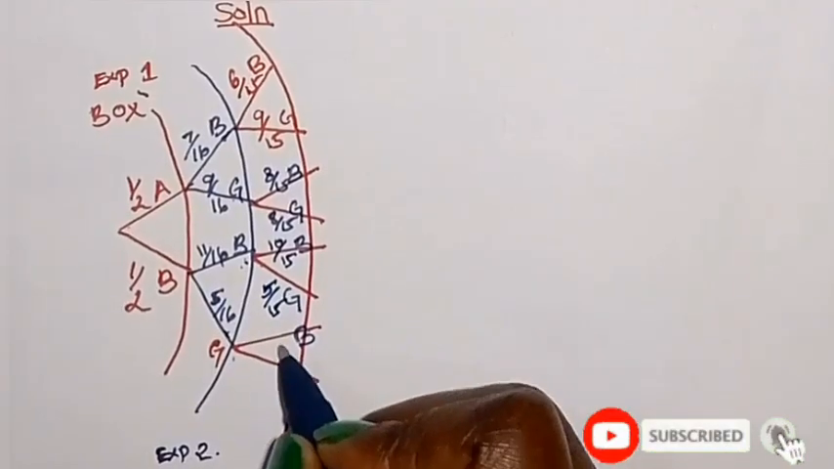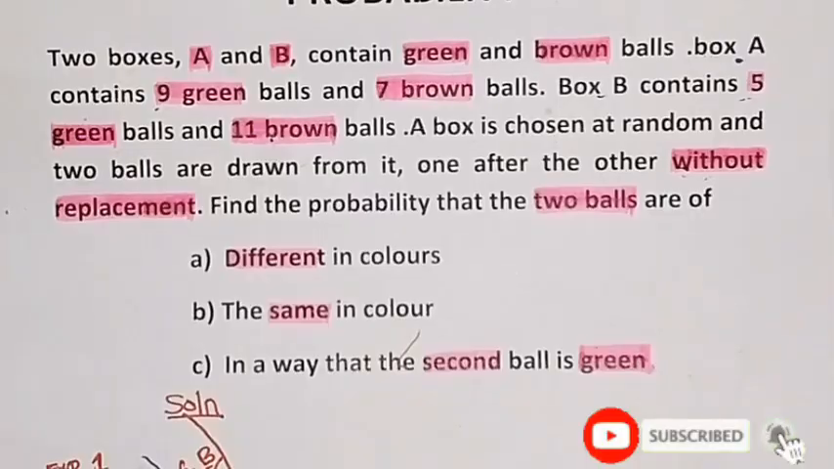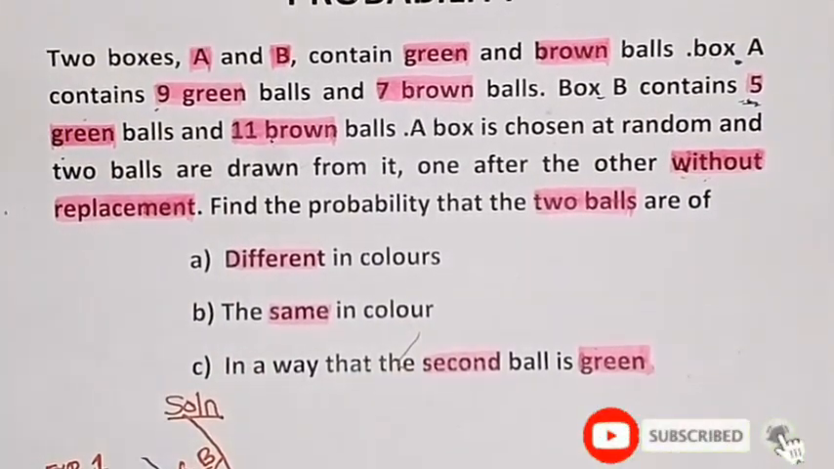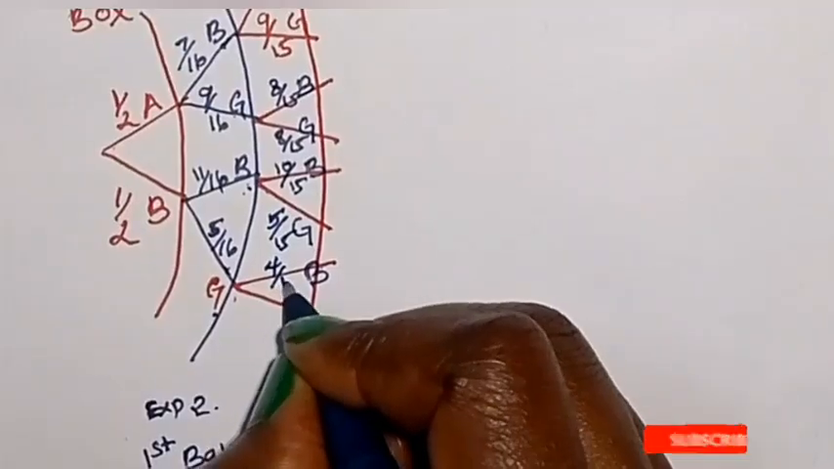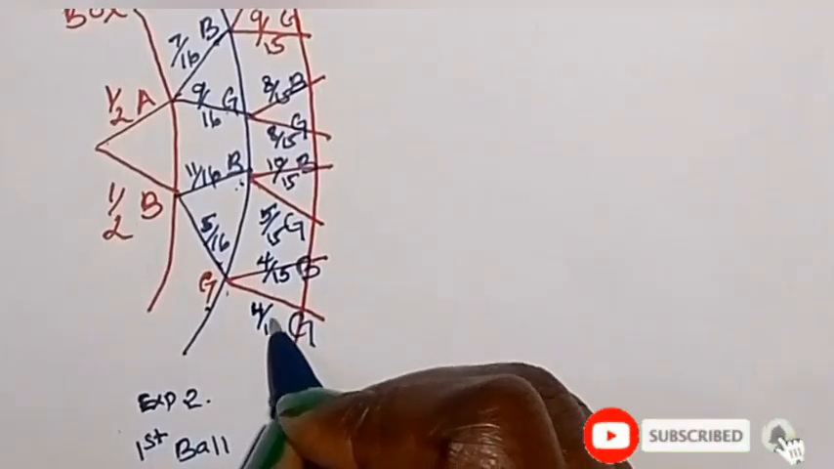Same case here, we have green ball picked. That means green balls have reduced from 5 to 4 out of 15. Again, green ball has reduced, 4 over 15.